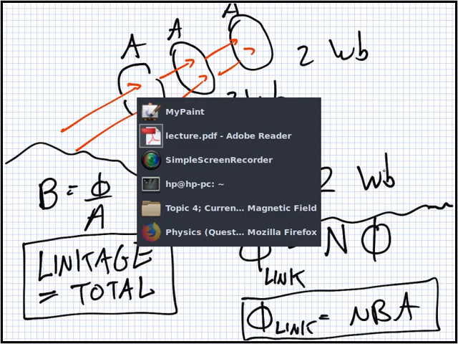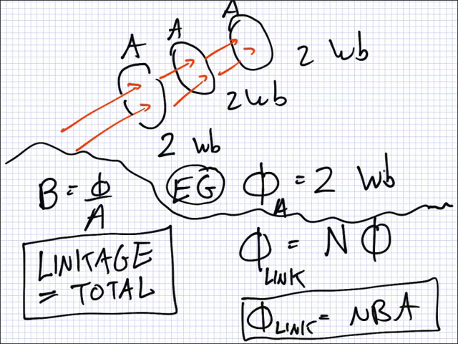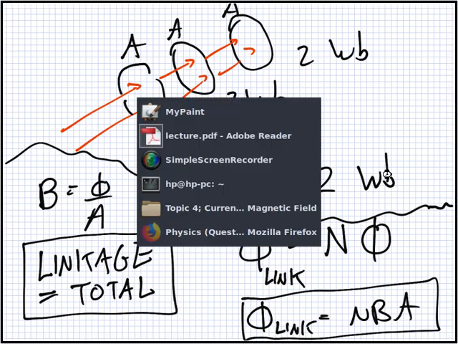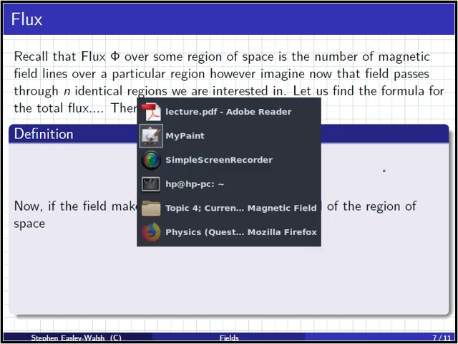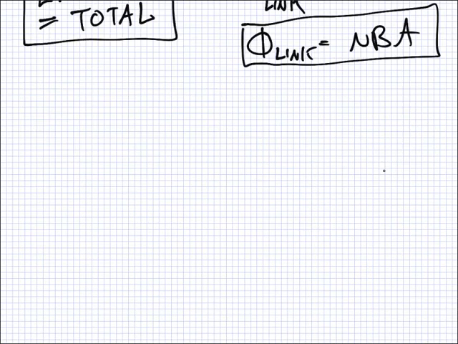Okay. So, oh sorry, do you need a minute? It's okay? Yeah. Well, the next thing is still continuing from this. So, what do we do if the field makes an angle theta with the normal of the region of the space? Okay, so let me try and draw that.